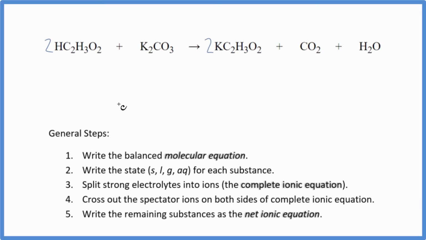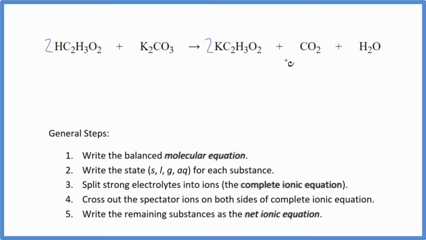In this video, we'll balance the net ionic equation for HC2H3O2 plus K2CO3. This is acetic acid and potassium carbonate. Sometimes you'll see the acetic acid written like this here. It's the same thing. This is the way I often see it written with net ionic equations.